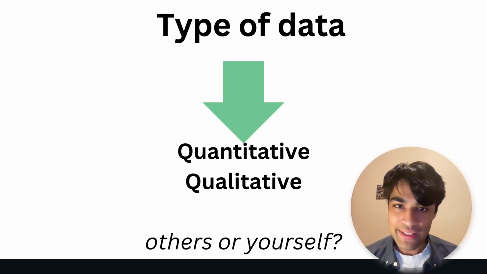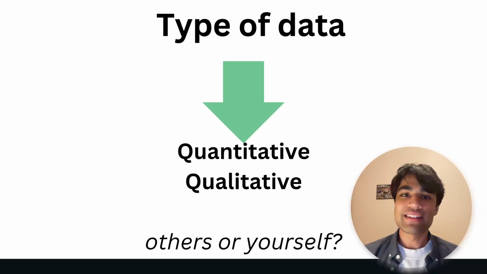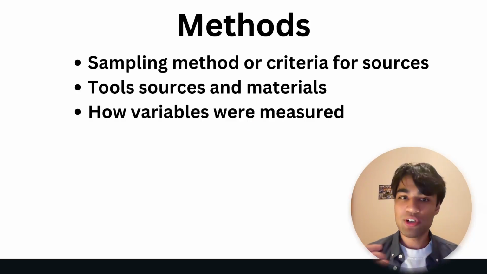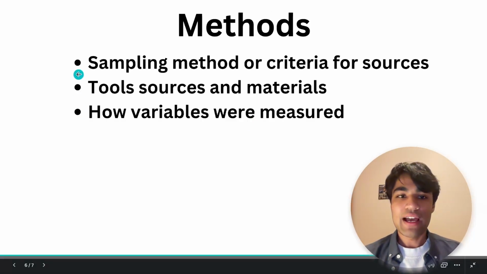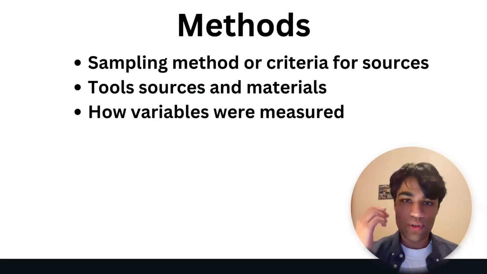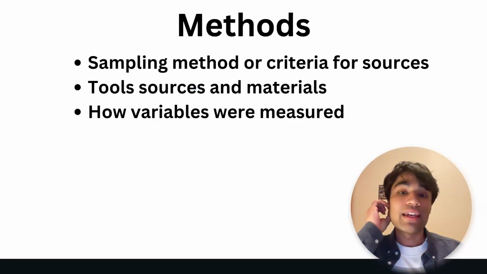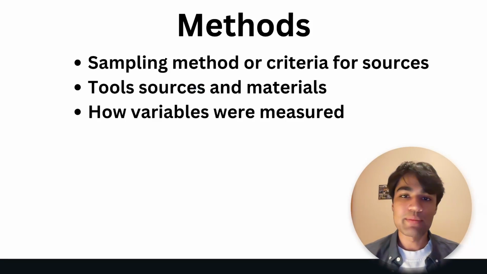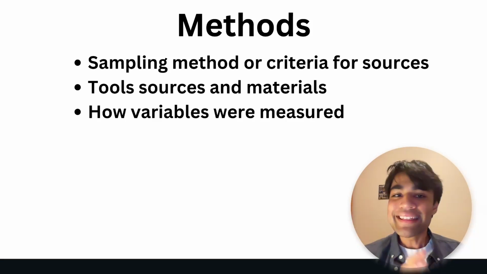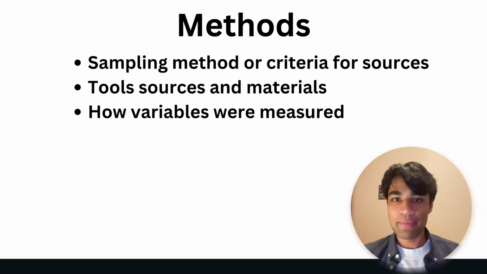So if you're collecting that data yourself, then you're going to need to design those experiments and trials to collect that data. So in terms of the methods, that is exactly tying into this first bullet point here, sampling methods or a criteria for your sources. So are you collecting that data from yourself, like you're running some technique in a lab, or are you collecting that data from others, whether that's online or literally sampling other people, right? And so I think that's a key distinction that needs to be made when you're coming up with your methods.